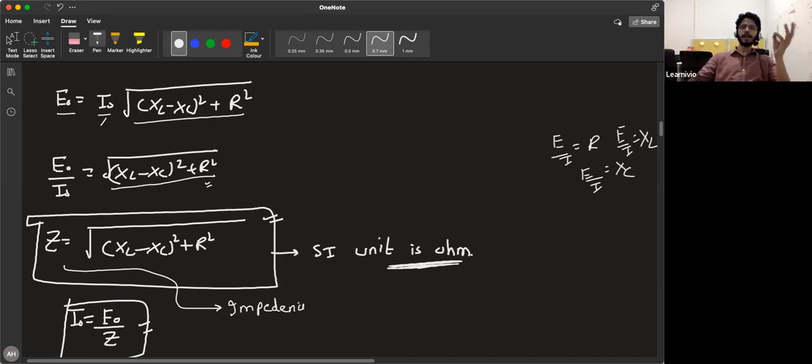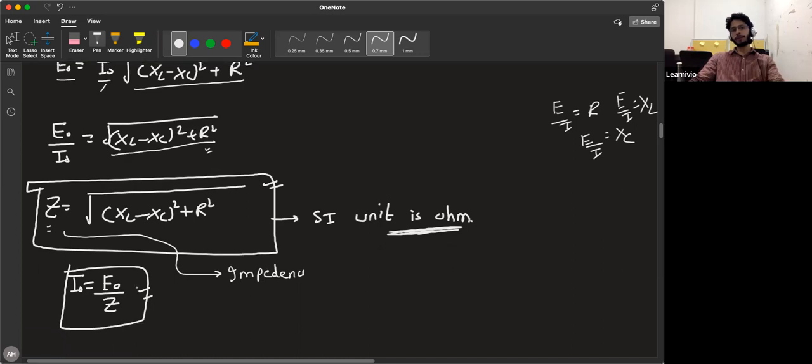When we take resistance, that means obstruction offered by only the resistor. When we take capacitive reactance, it's obstruction offered by only the capacitor. When we take inductive reactance, it's obstruction offered by only the inductor. But when we write impedance, that means obstruction offered by all circuit elements. It's root over XL minus XC square plus R square. The peak value of current can be written as I naught is E naught by Z, where Z is the impedance and E naught is the peak value.